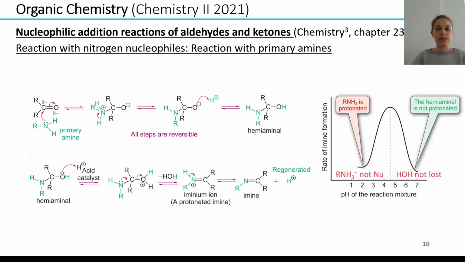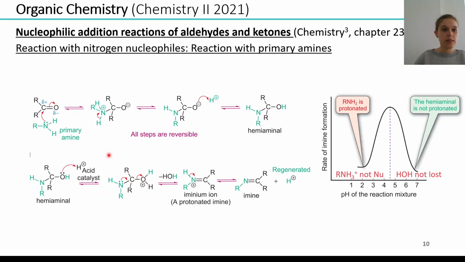After the reaction of aldehydes and ketones with oxygen and sulfur nucleophiles, we now continue with nitrogen nucleophiles. First of all, we will start with primary amines. Primary amines add to the carbonyl group to form an imine. And this reaction takes place in two parts.